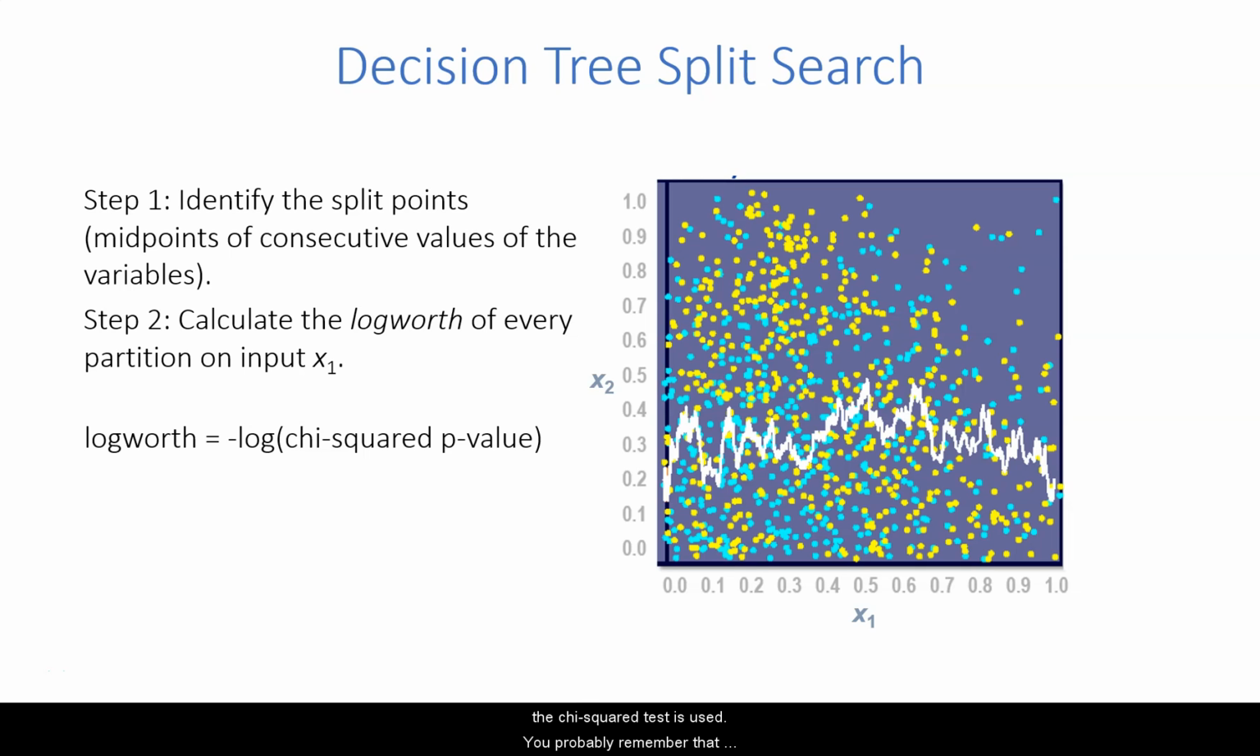You probably remember that to identify the best split, the chi-squared test looks for the split that produces the smallest p-value. Since the p-values can be very small, which makes it difficult to compare visually, it is often transformed into another measure called the log worth, which is the negative natural log of the chi-squared test p-value.